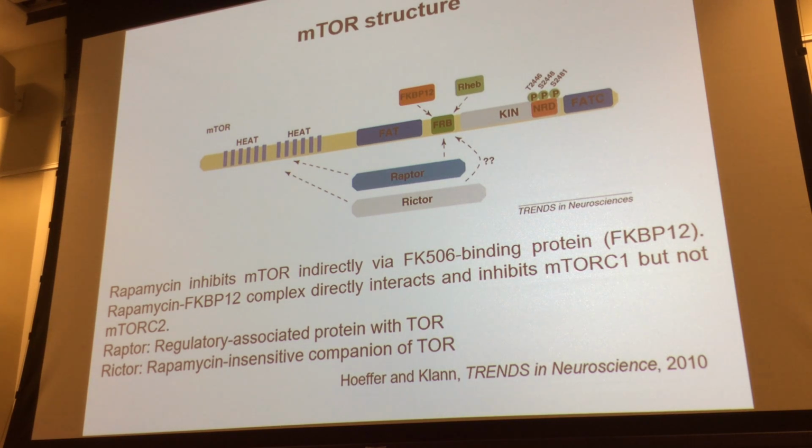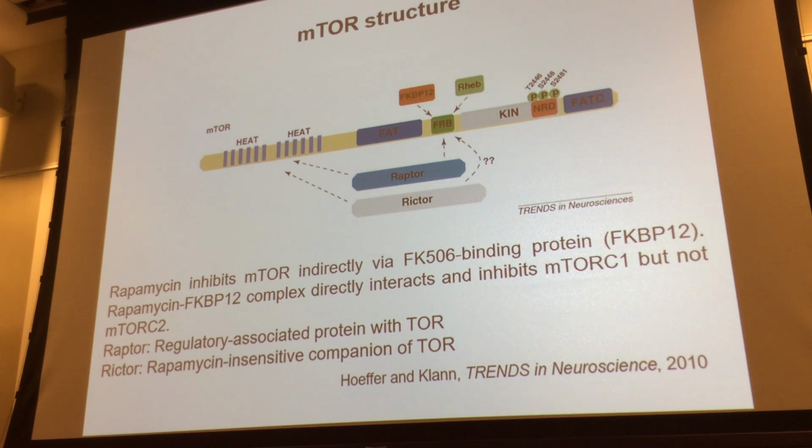As I said, TOR is the core component of both mTORC1 and mTORC2. But somehow this complex, the FKBP12 and rapamycin complex, only inhibits TOR when the mTORC1 complex exists, but not when the mTORC2 complex exists. The same TOR, the same FKBP12, the same rapamycin, but it only works in mTORC1. So that's exactly another reason why it's called mTORC2, because it's very distinct from mTORC1. It does not respond to rapamycin.